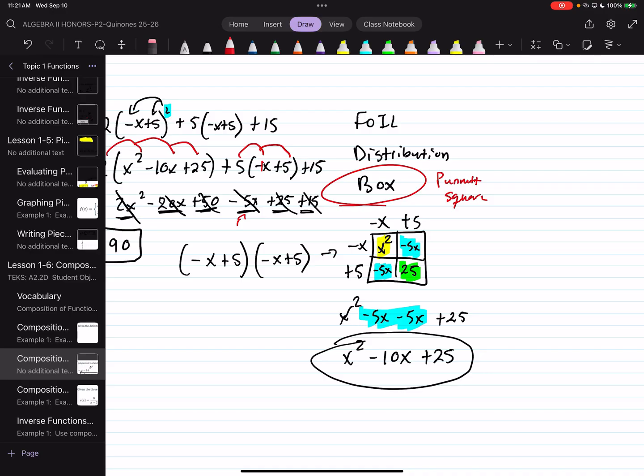But I know with certainty that even though you didn't have me, we talked about the box method, specifically last year, because that's the only one we showed. We showed FOIL and distribution, but last year we only showed how to do the box method. That's it. So you all should have had knowledge there.